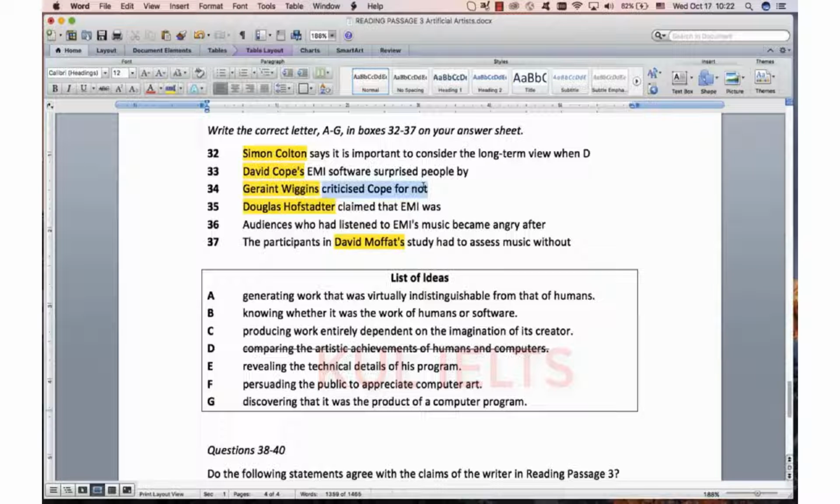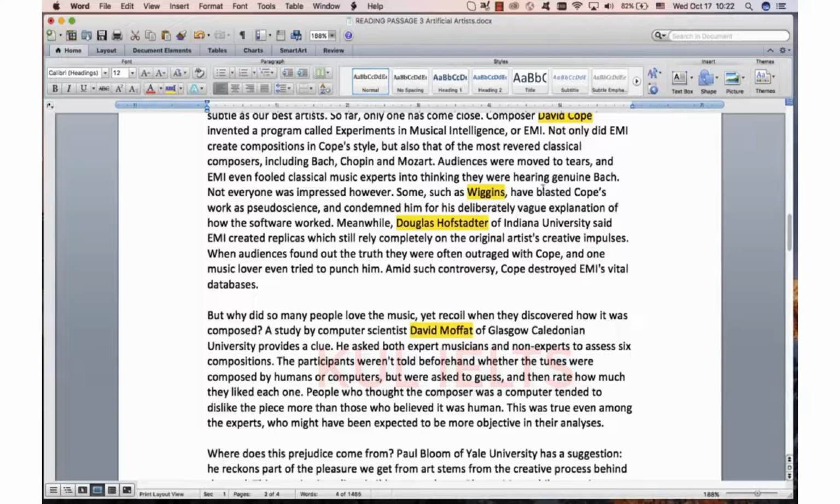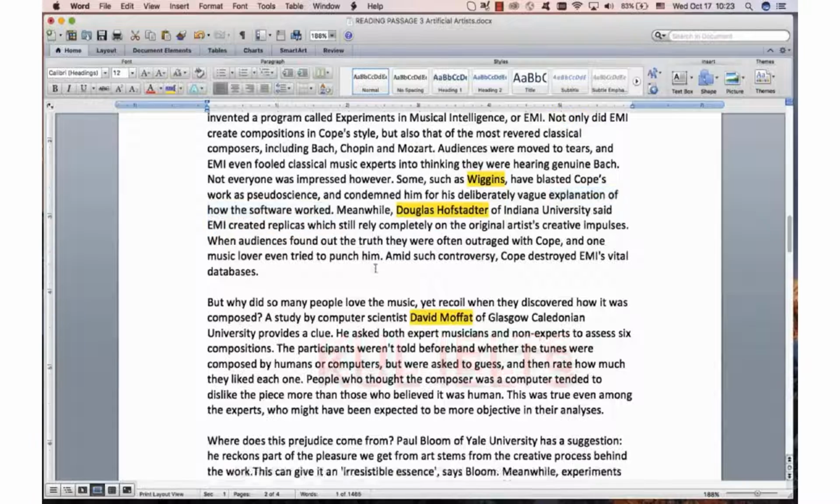He criticized Cope for not doing something. Here's criticized. He blasted Cope. He criticized Cope because it was pseudoscience, that means fake science, and condemned him. So that's criticized for deliberately vague explanation of how the software worked. Now you needed to know what vague is. Vague means not clear. So he didn't explain how the software worked.